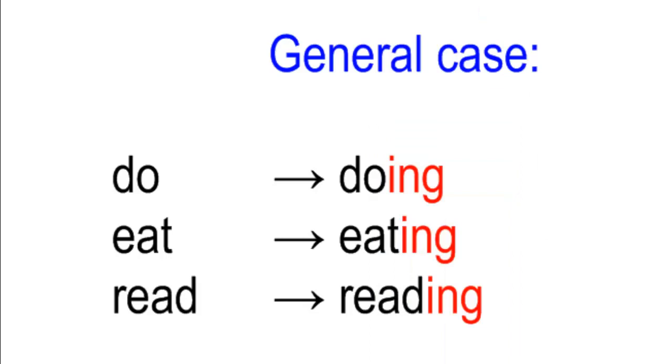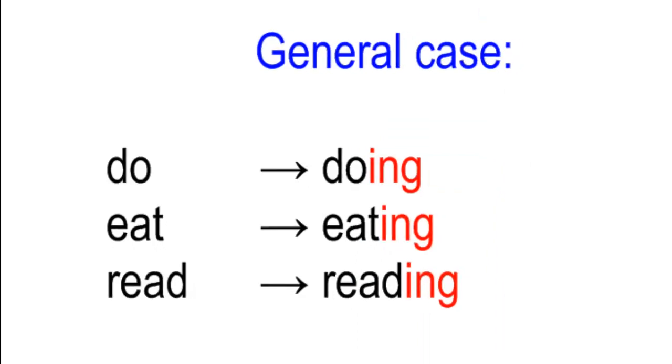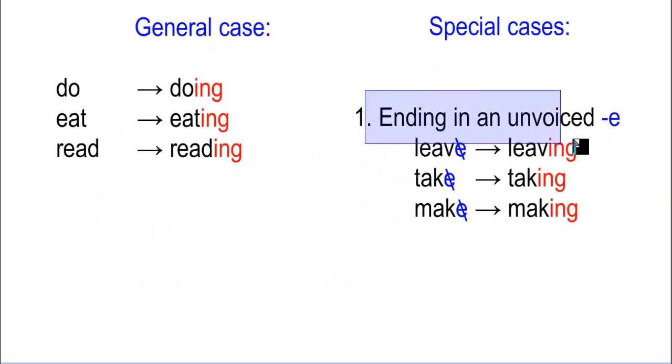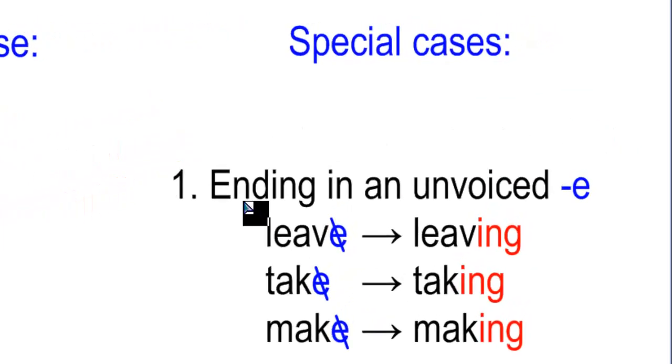But there are some special cases. There are two special cases. The first special case is when the verb finishes in an unvoiced E. Unvoiced means that you don't pronounce that letter. So for example, in this case, leave. The E at the end is silent.